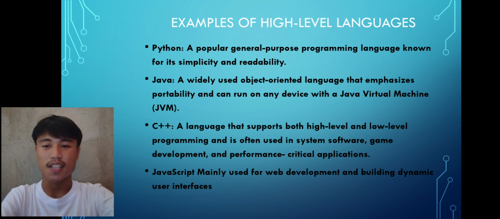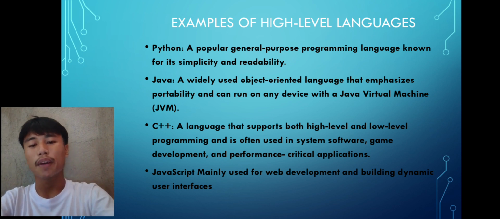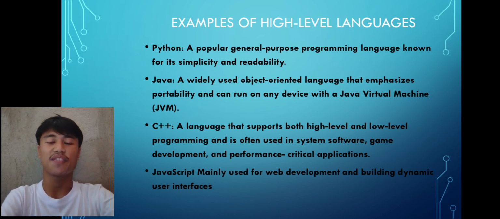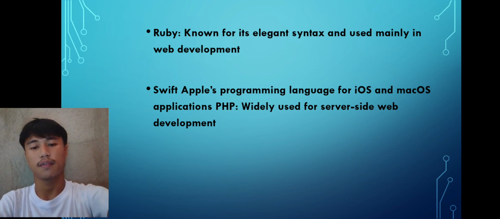And C++, a language that supports both high-level and low-level programming and is often used in system software, game development, and performance-critical applications. JavaScript, mainly used for web development and building dynamic user interfaces. Next is Ruby, known for its elegant syntax and used mainly in web development. Last, Swift, Apple's programming language for iOS and macOS applications, also used for server-side development.